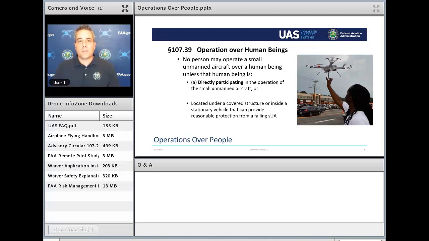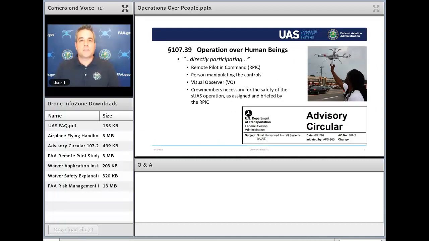So let's start with the rule itself, because I don't know of many other rules in Part 107 that create so much discussion for terms and what they mean. So let's talk about this. 107.39 is the rule that states no person may operate a small unmanned aircraft over a human being unless that human being is directly participating in the operation of your aircraft, or they're located under a covered structure or inside a stationary vehicle that can provide reasonable protection from a falling aircraft, from your falling small unmanned aircraft.